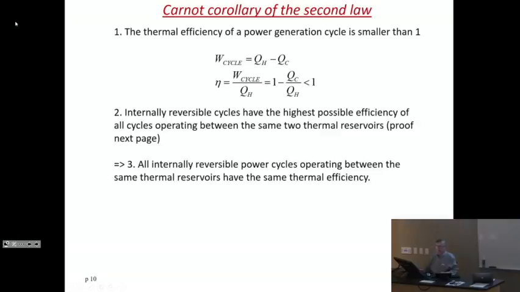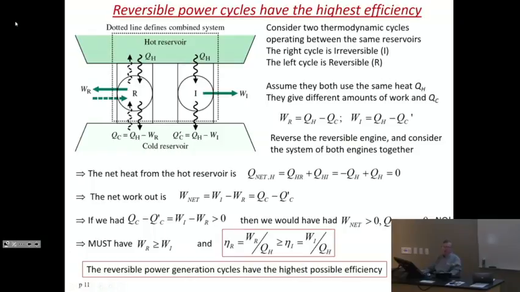All right. So let's look for the single highest possible efficiency between two thermal reservoirs. Note that this statement is independent of the type of cycle, of the fluids in the cycle, of the mechanization of the cycle. This statement is general, it's thermodynamics. So I need to prove this to you. And the proof is a little long. You have to bear with me here.